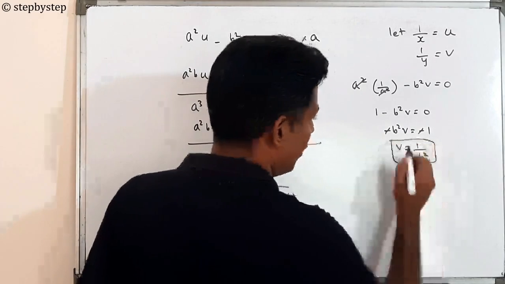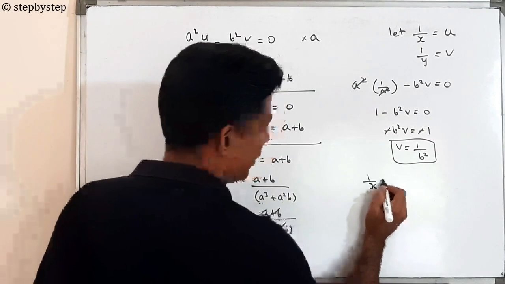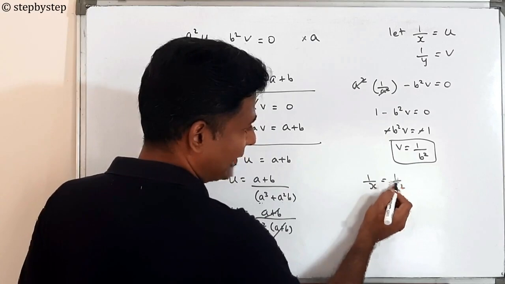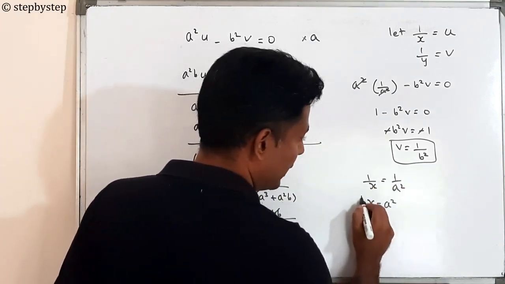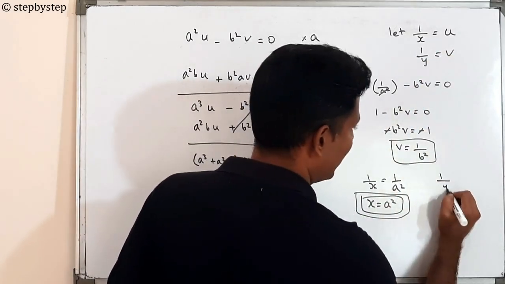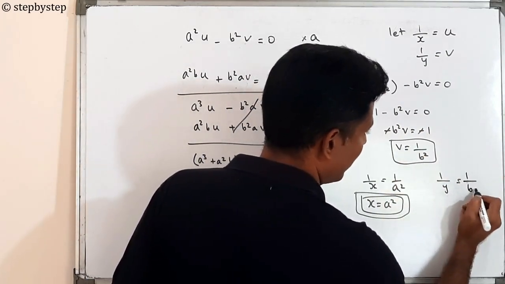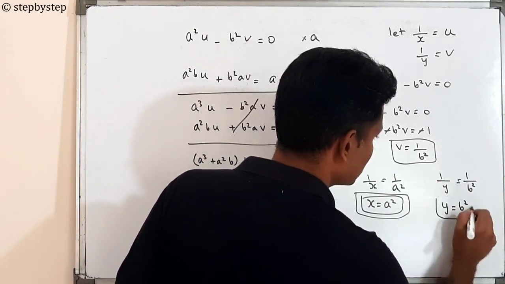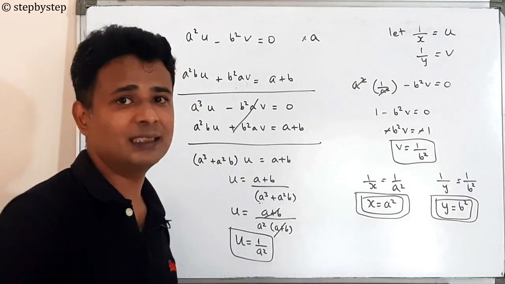So we got value of u and v. Now just substituting there, 1 by x is u, but what is u? 1 by a square. So transposing, we'll get x equal to a square. This will go here, this will go there. So we get x equal to a square, and similarly we have 1 by y equal to v, but v is 1 by b square. So here I'll write b square. Transposing both sides, I'll get y equal to b square. So x value is a square, y value is b square.